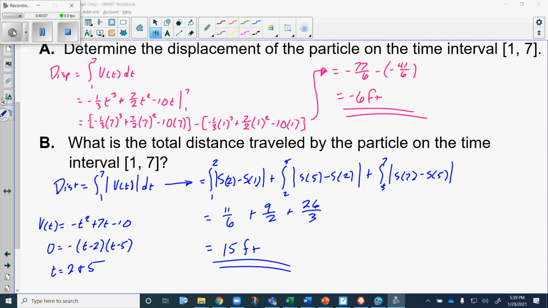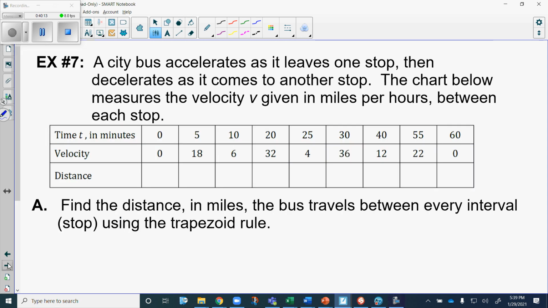So the last couple of examples that we're going to take a look at in this lesson are going to take a graphical and, in this case, a tabular approach. A city bus accelerates as it leaves one stop, and then it decelerates as it comes to another stop. The chart below measures the velocity in miles per hour between each stop.